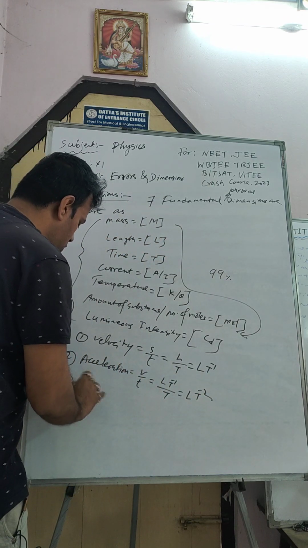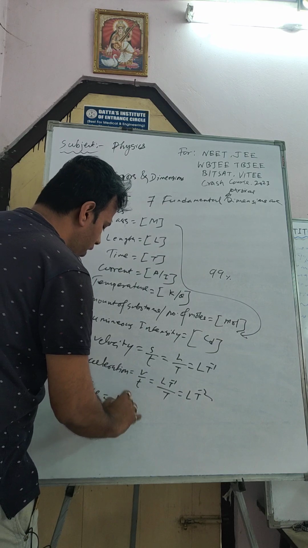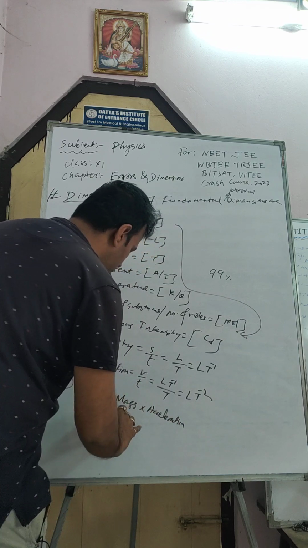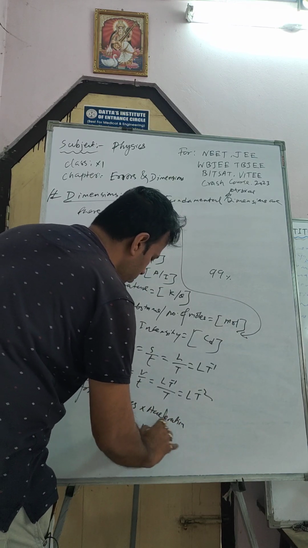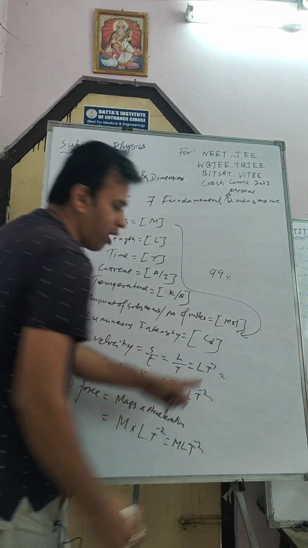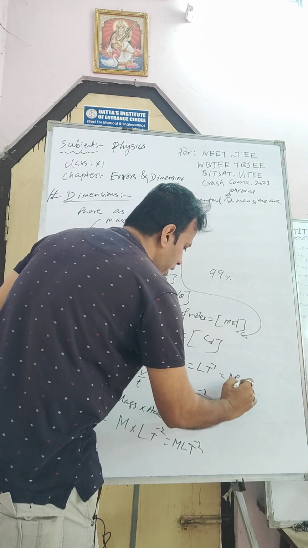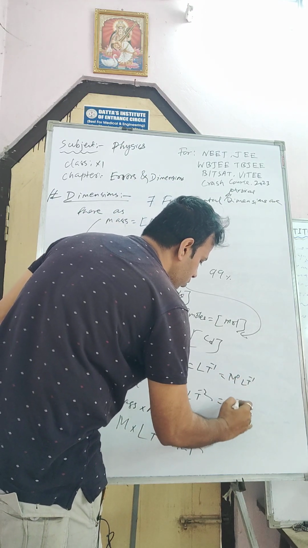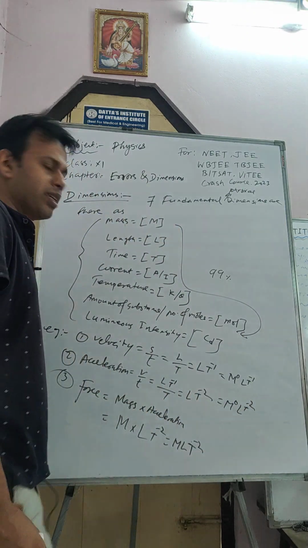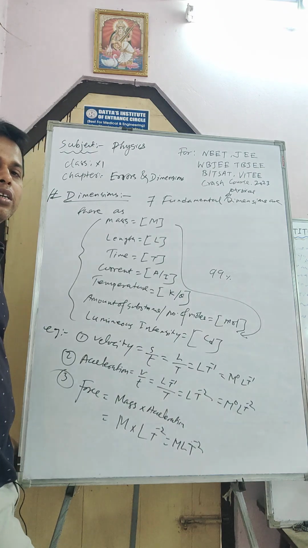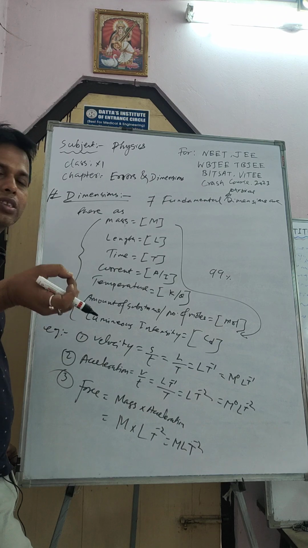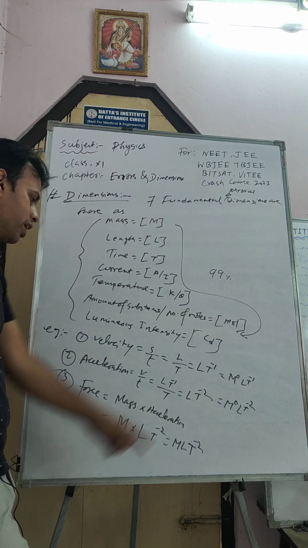Third, force is mass into acceleration. The dimension of mass is m and acceleration is L t minus 2, so m L t minus 2. Sometimes if m is absent, you can write it as m0 L t minus 1, and here also m0 L t minus 2. We know that anything to the power 0 is always 1, so you can write it that way also.